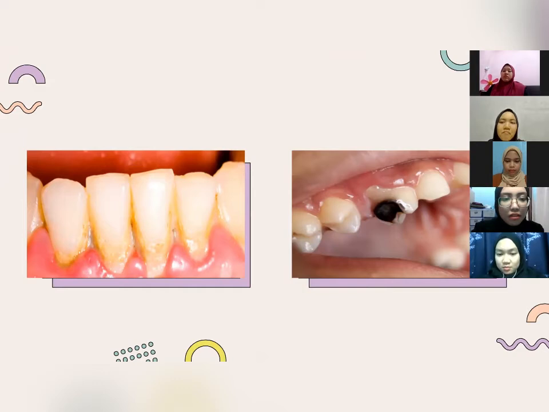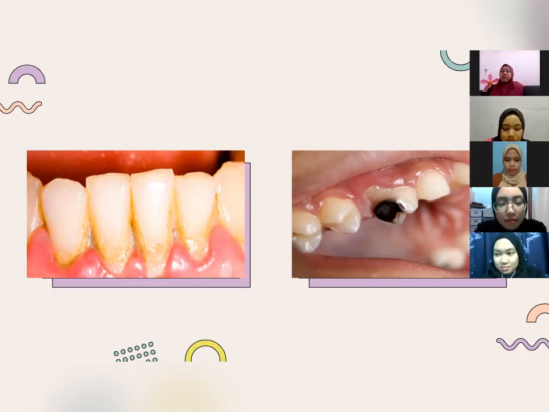Can any of you guess what this picture is? Cavity. Plaque. Which one is plaque? This one, on the left? Yes. And this is cavities, the right side. The left side is plaque.